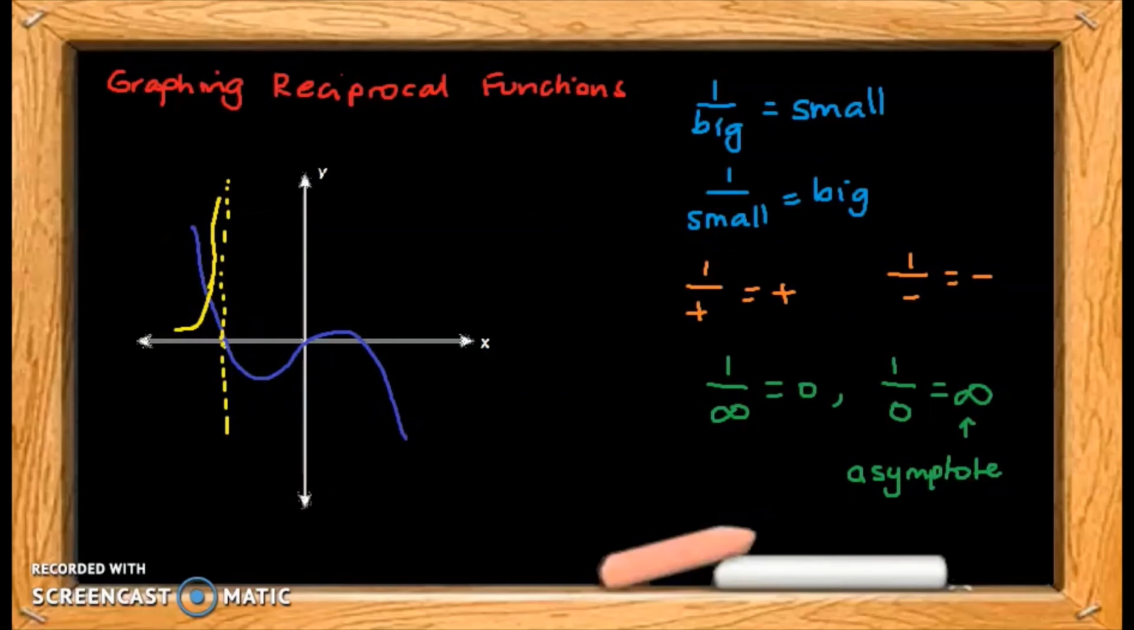When I have a negative value that's very small, my reciprocal function is going to be very large and negative. As the value starts to become a larger negative number, then my reciprocal is going to be a smaller negative number. It will turn around here, and again, this becomes an asymptote.